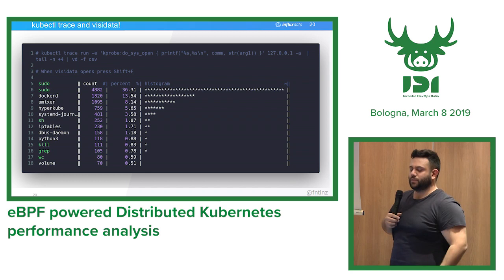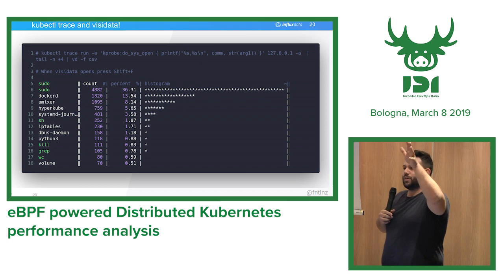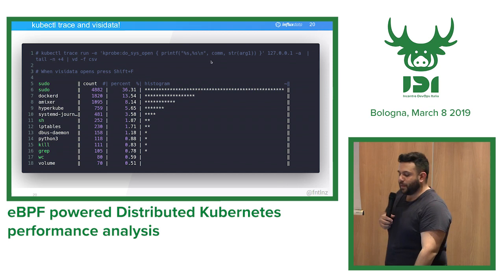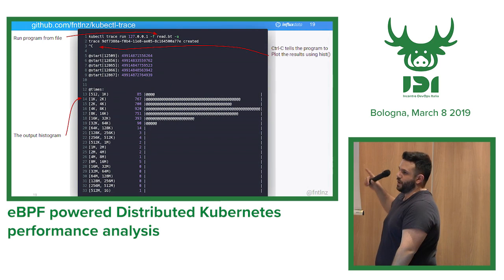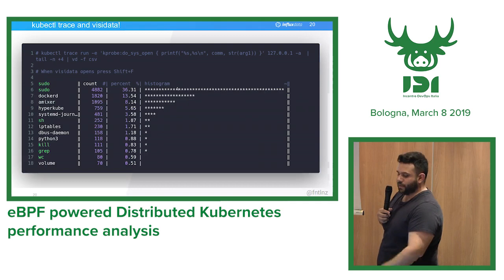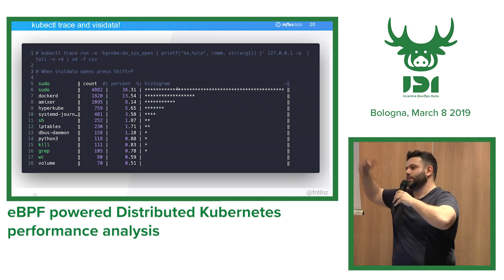So what this ends up with is a list with like Docker, and it did a sys_open. Bash, it did a sys_open. But by piping that to VD data, you can get a cool histogram that is not the same as this one. This one is being produced by bpftrace and dumped to you by kubectl trace. This one is produced by VD data. So you extract the information as a CSV and then, you know, Unix philosophy also.